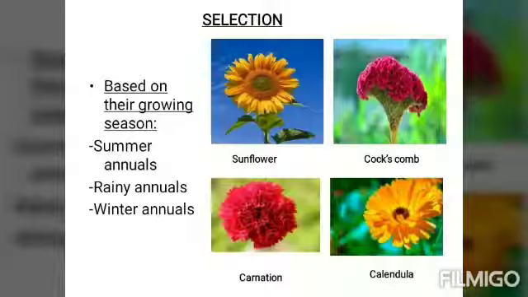Some of the examples are China aster, carnation, and calendula. Here I have given two examples of winter annuals, that is carnation and calendula. So this is about the selection based on the growing season.